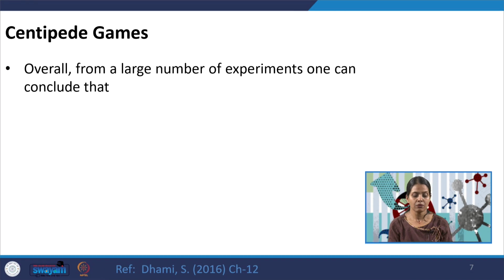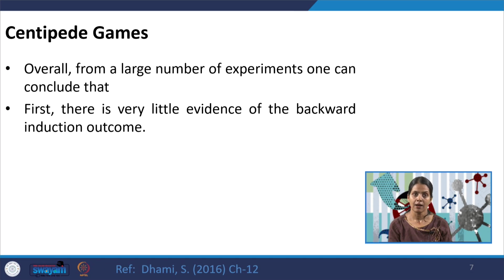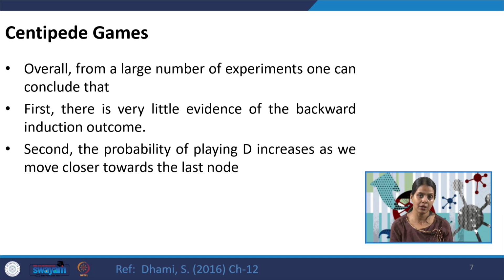Overall, from a large number of experiments, one can conclude that first, there is very little evidence of the backward induction outcome. Second, the probability of playing D increases as we move closer towards the last node. So, basically players keep on playing from the beginning, and then as we get closer to the last nodes, the possibility of someone putting down increases, not much before that.